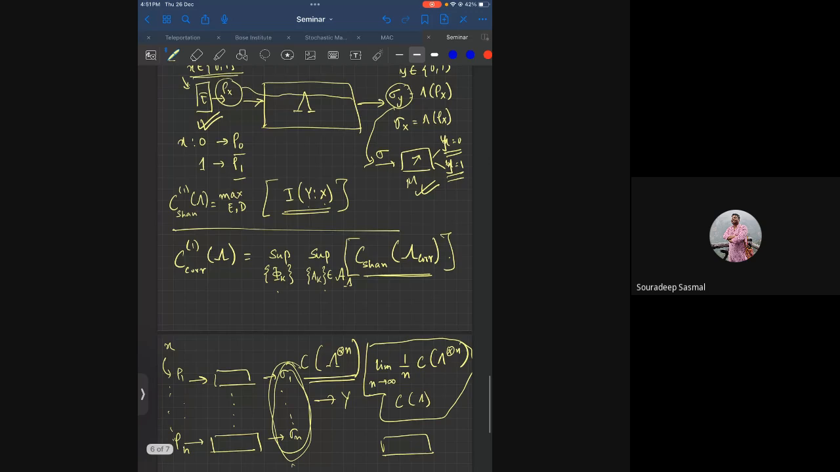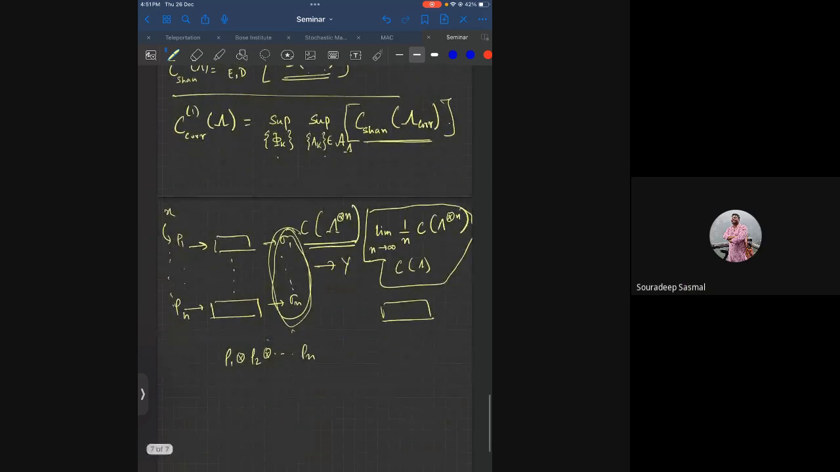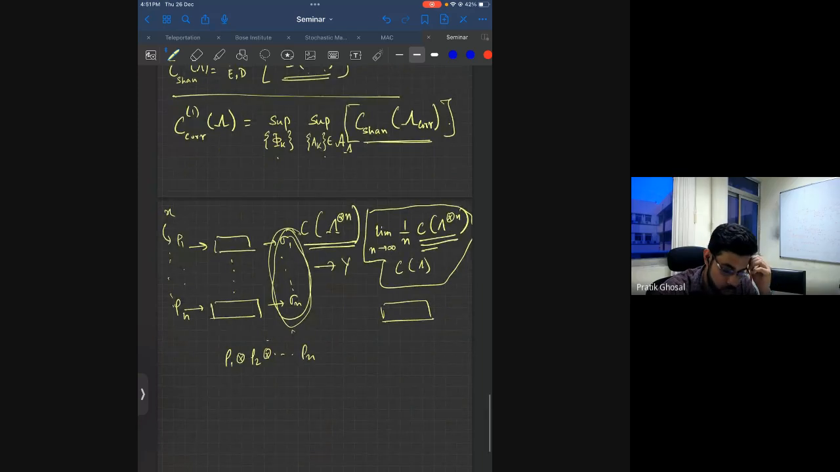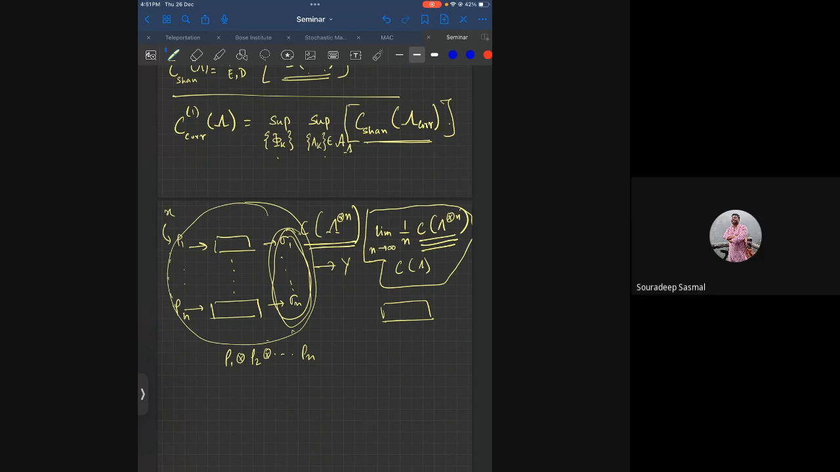That can be one strategy, and another strategy can be you take an n-partite state and you put it into n parallel channels, and then you will get everything together, right? Even if you want to calculate this quantity, you have to repeat this experiment multiple times. The number of runs is not important here.